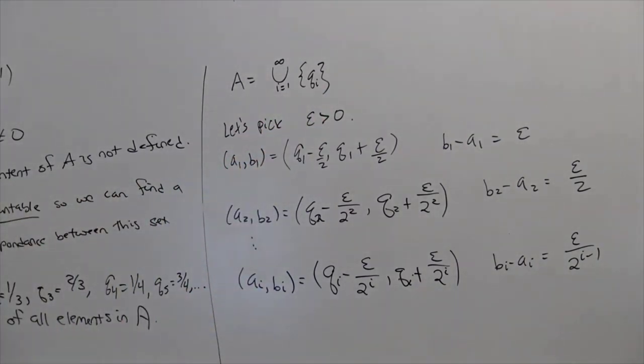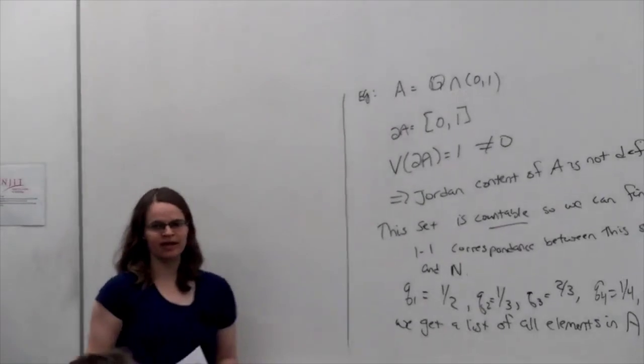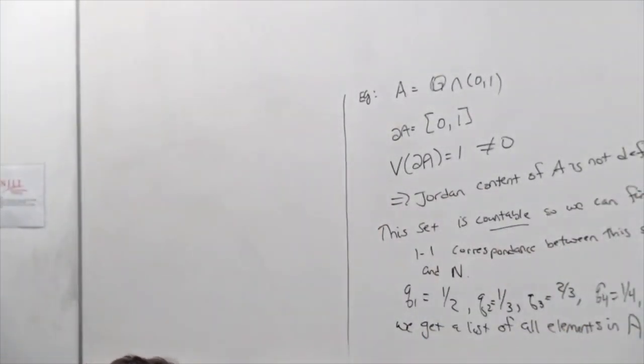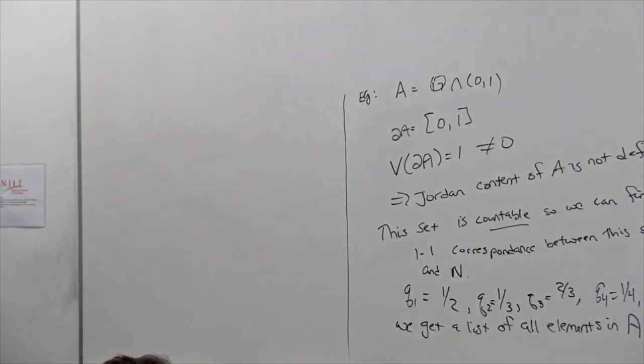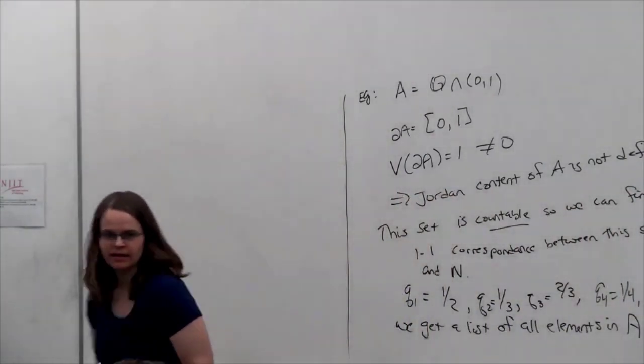Can't you use the same epsilon for all of them? Is it because you're taking infinitely many of them? Because I'd be taking infinitely many of them, I can't use the same epsilon. Exactly. When I go to compute my outer measure, I have to sum up all of these. So I'd have epsilon plus epsilon plus epsilon plus epsilon, and it doesn't matter how small epsilon is. There's infinitely many of them, and that gets big.